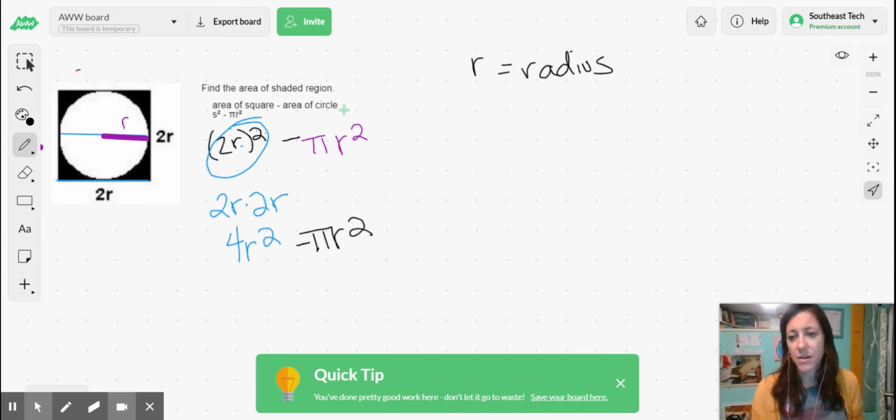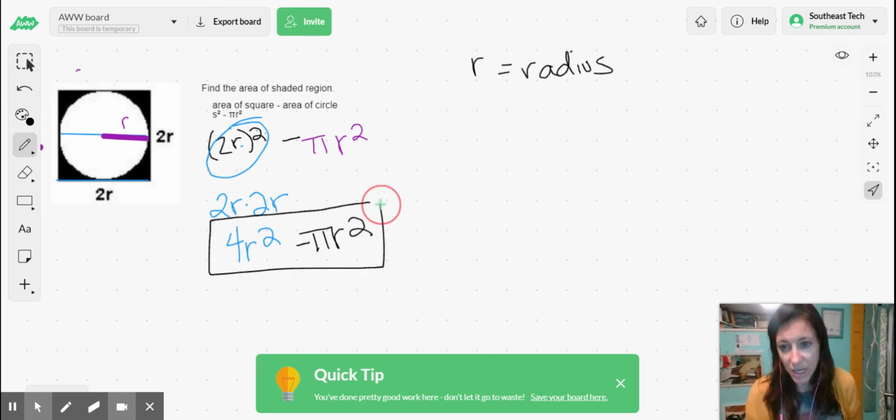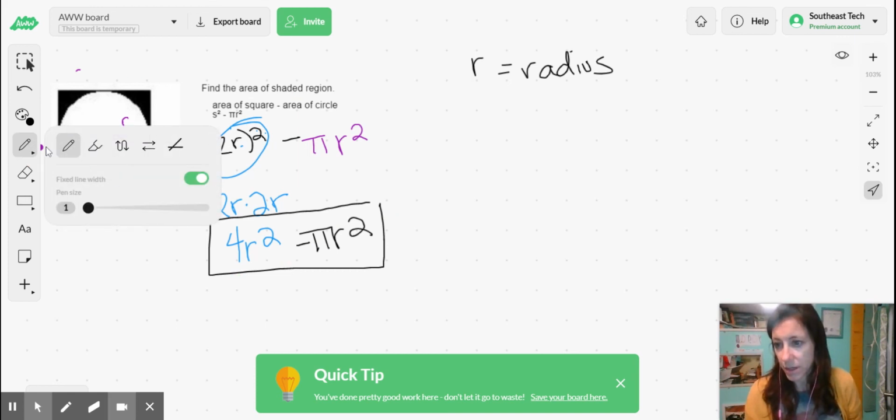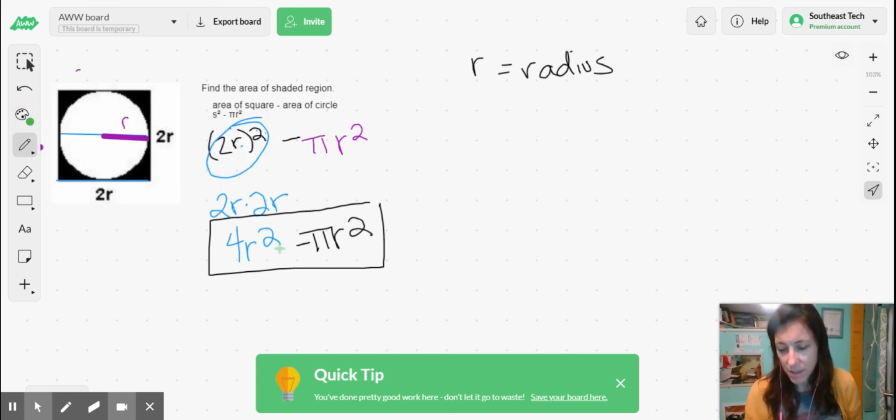Okay, so now it's asking you to factor it, and that was what the question really is. So this represents the shaded area. And now I'm looking for a common factor to factor out of there. So this is 4r squared, and this is pi r squared. So the only thing that's in common is the r squared. That's in both of those terms.